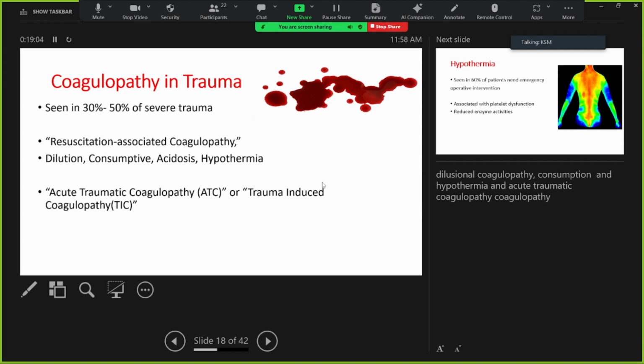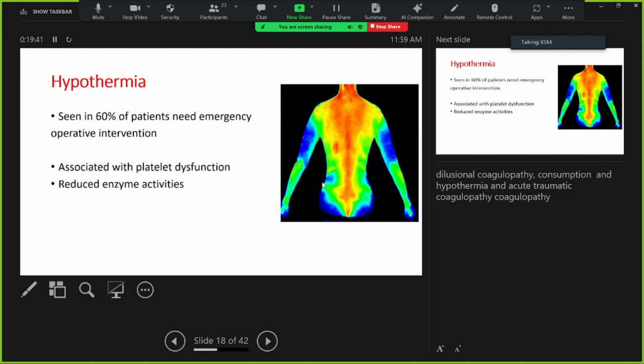So seen in and around 30 to 50% of severe trauma. I mentioned this part, the resuscitation associated coagulopathy is due to, if you give a lot of crystalloids, it can cause dilution, and also because of the consumption, the cascade is activated, so it will cause consumptive coagulopathy. And also, as I said, acidosis and hypothermia can develop this, causing resuscitation associated coagulopathy. And the other one, the acute traumatic coagulopathy or trauma induced coagulopathy, will be dealt with later.